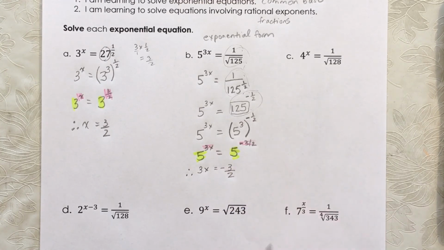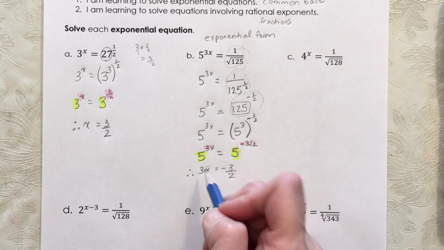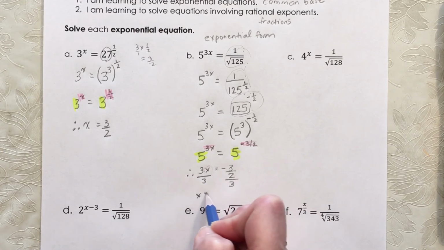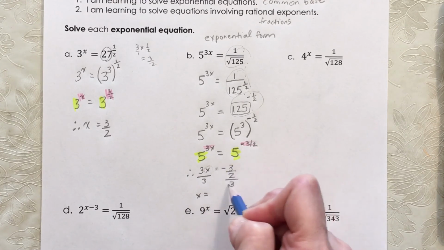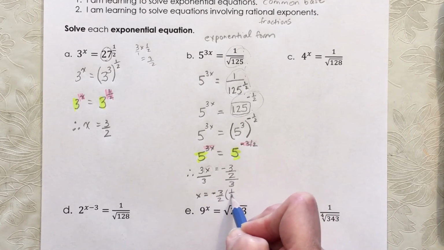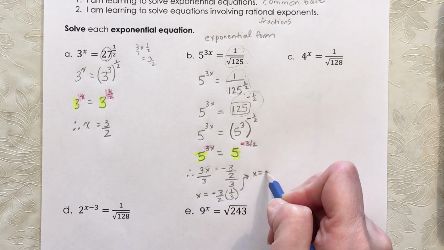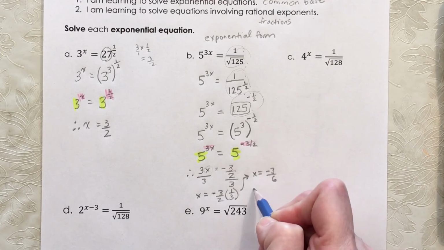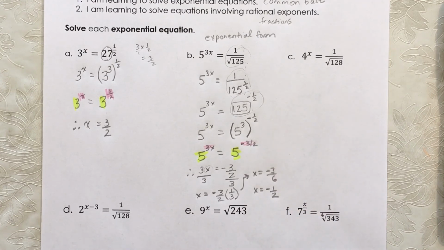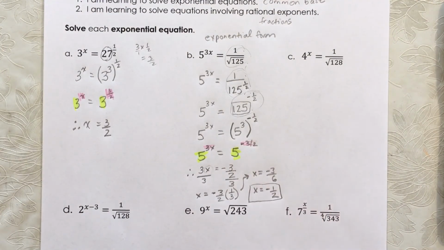But the question wants me to solve for x, not 3x. So in order to do that, I would need to divide both sides by 3. And we know that to divide a fraction, you multiply by the reciprocal. So we have to go up here a bit. So that's going to give me negative 3/6, which we can then reduce to negative 1/2. So that's my final answer. X is negative 1/2.